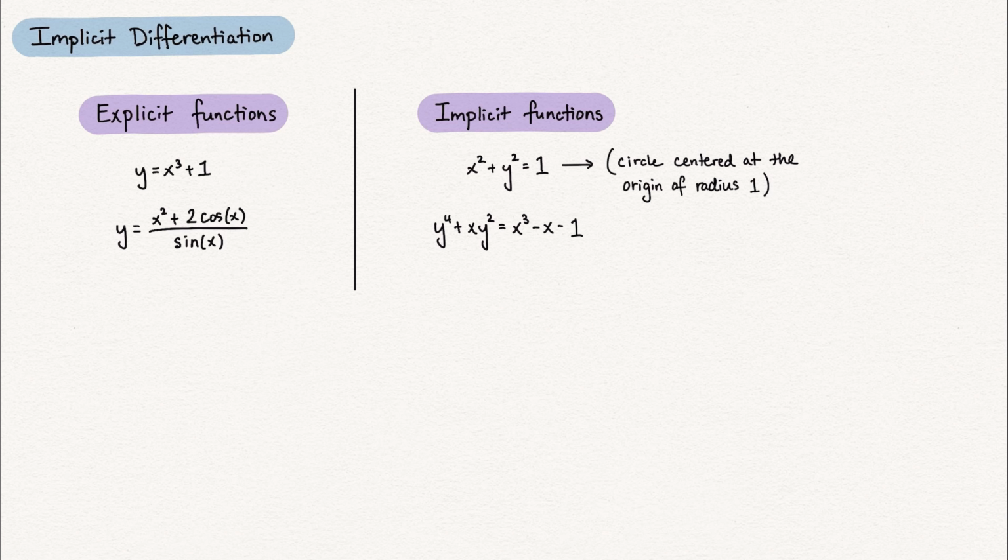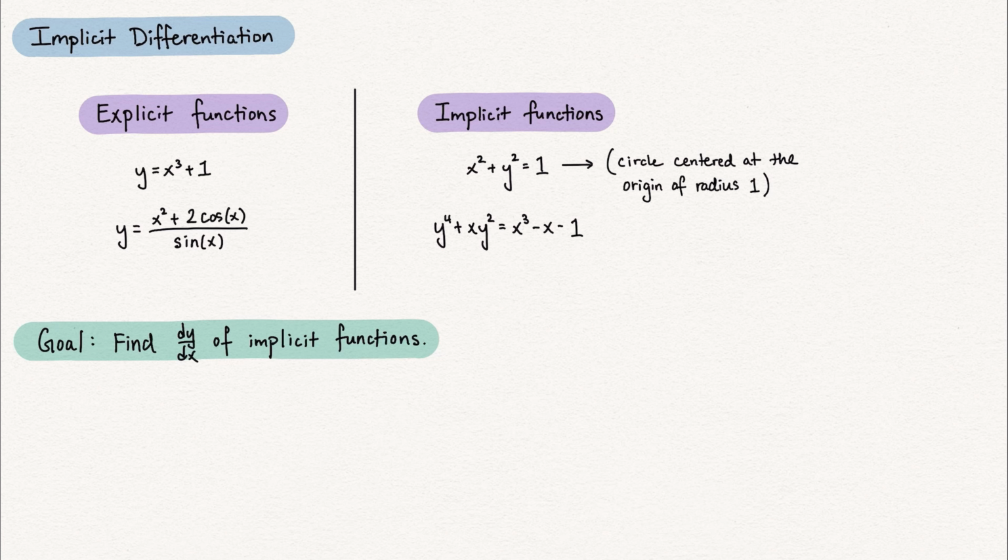Now, looking at these two categories of functions, notice that all of the differentiation rules that we've learned so far dealt with differentiating explicit functions, where we had a y equals or an f of x equals something. And now our goal for today is to be able to differentiate implicit functions. So in other words, we would like to find dy by dx when given an implicit function.